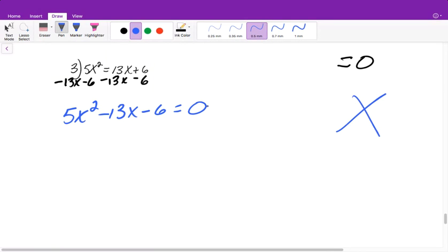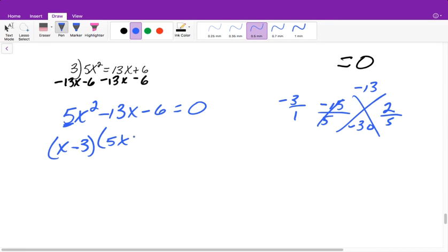Then we factor, or 5 times negative 6 is negative 30. Our negative 13 gets written here. Numbers that multiply to negative 30 have a difference of 13, or 15 and 2. And since this is negative, 15 is negative. Then we need to divide by the number in front of the x squared. So a lot of you guys forgot to do that on your test. So it'll be negative 3 over 1. So this factors to x minus 3 times 5x plus 2.